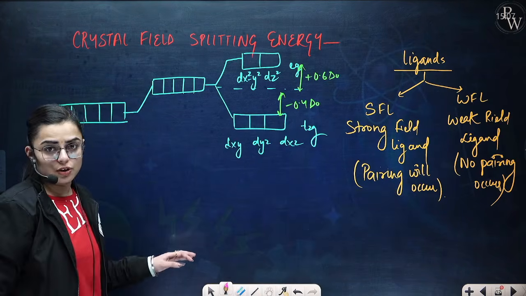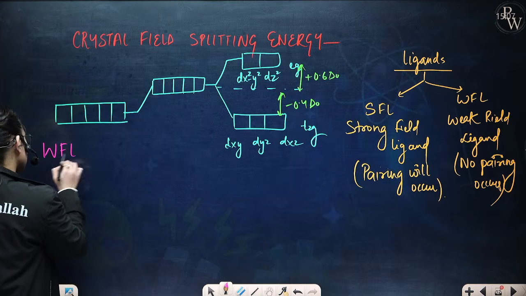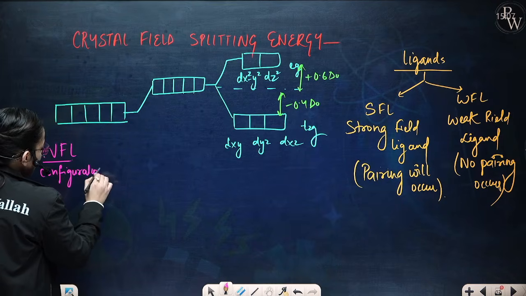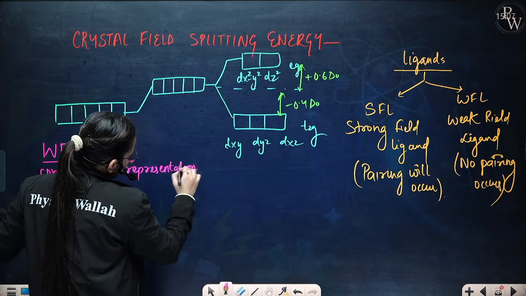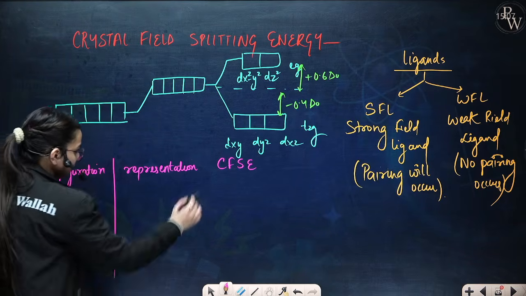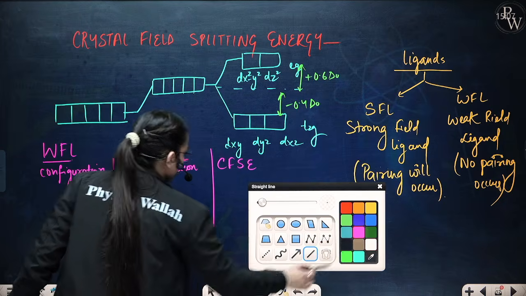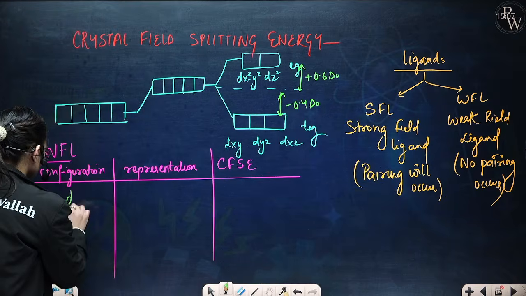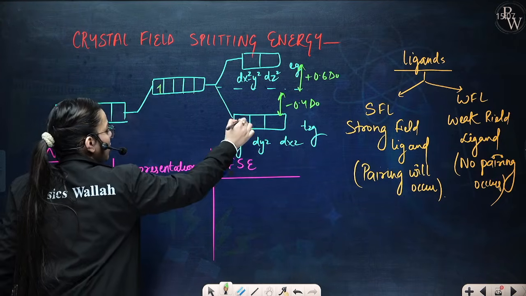Now students, look over here what is going to happen next. Now we need to fill the electrons. We need to see where pairing will occur, where pairing will not occur. So I'm talking first of all about weak field ligands. Here you will write the configuration. Here you will write the representation. And here you will calculate the CFSE value, that is crystal field splitting energy value. Okay, let us do now. Initially let us start with d1. For example, you have one electron.